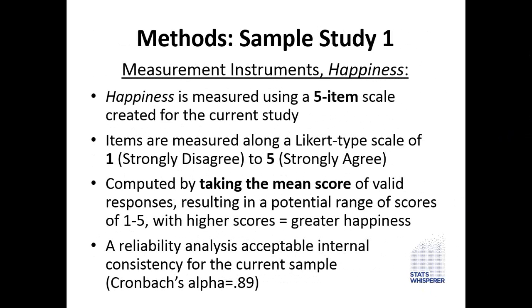And then we want to mention the reliability for our sample here. So we might say a reliability analysis was conducted that indicated acceptable internal consistency, with a Cronbach's alpha of 0.89. So those are all the essential points in understanding, behind that number, how the number reflecting happiness is computed. So now we know.